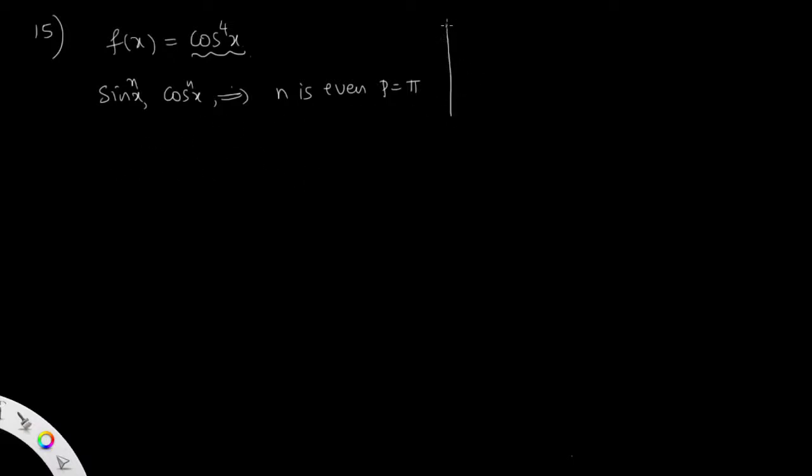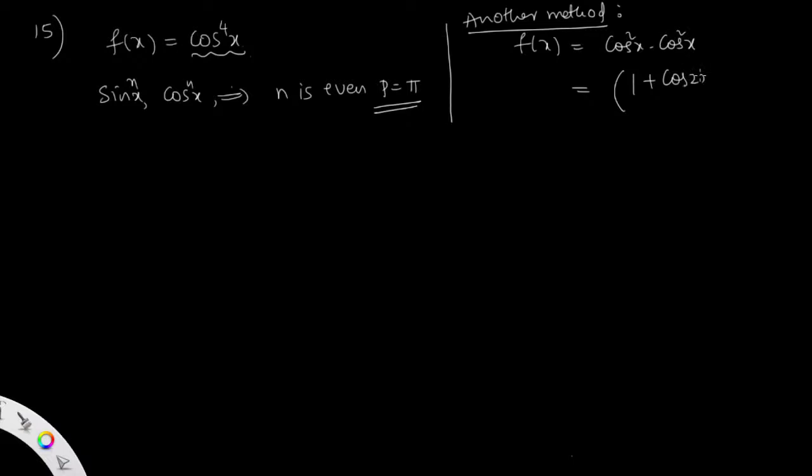Or else, if you are not getting the formula, another method also we have: cos power 4x can be written as cos square x into cos square x, and directly by formula the answer is pi. Or another method, if you are not getting an idea, solve by trigonometric calculation. Cos square x can be written as (1 plus cos 2x) divided by 2. So the whole square is (1 plus cos 2x) whole square divided by 4. Now it is in the form of (a plus b) whole square: 1 plus 2 cos 2x plus cos square 2x, divided by 4. Now simplify.